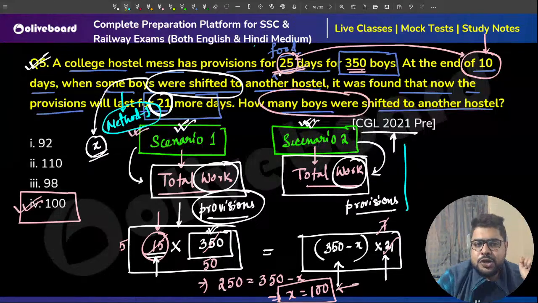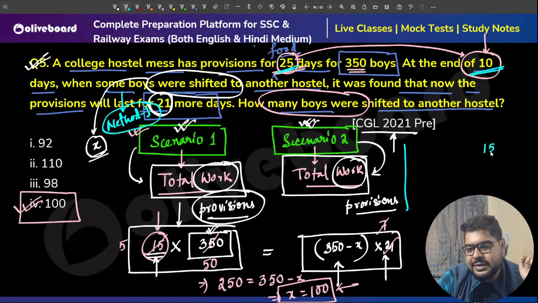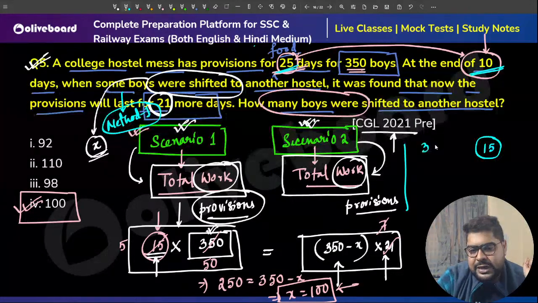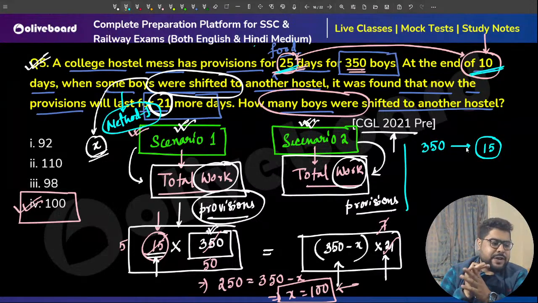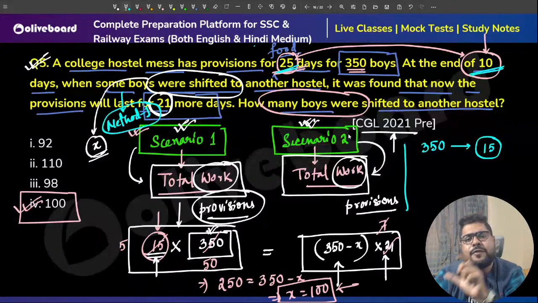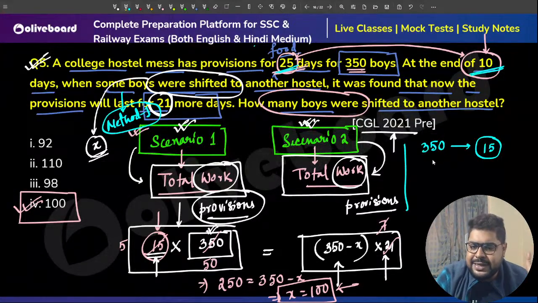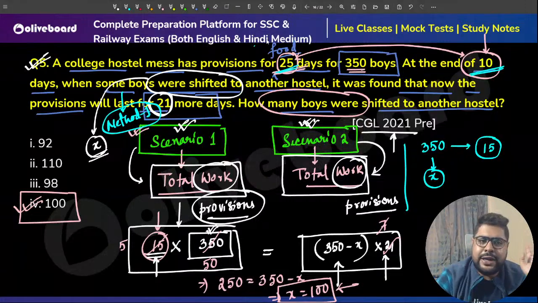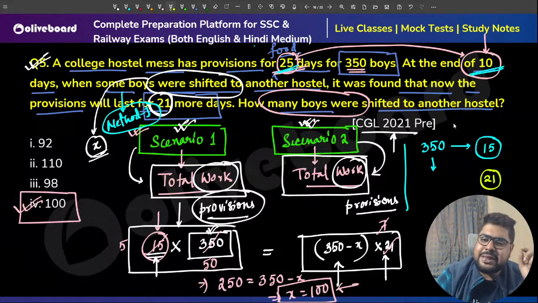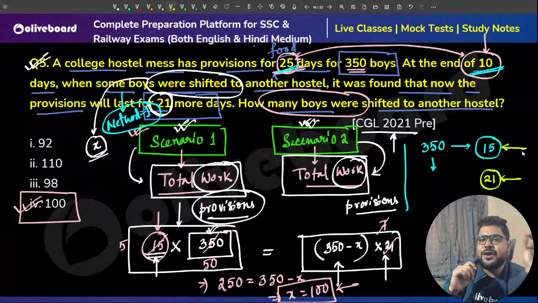What is that? So 25 days worth of provision were there, 10 days are gone. So we are having the provision for 15 days, right? Now this provision is there for 350 students. And now I don't know the number of students after they have gone, because some boys were shifted. So there might be some X number of students remaining. I don't know. So you don't need to take X as well. But for them, how many days worth of provision? So for them, this same provision can last for 21 days.